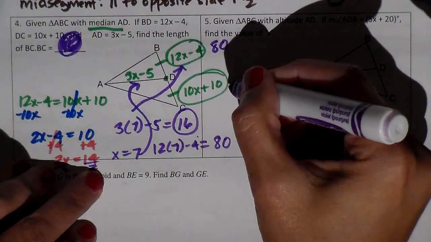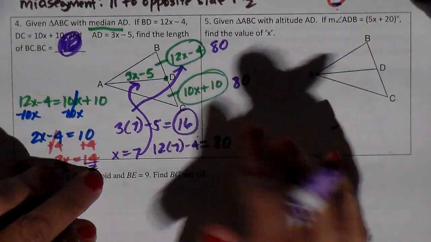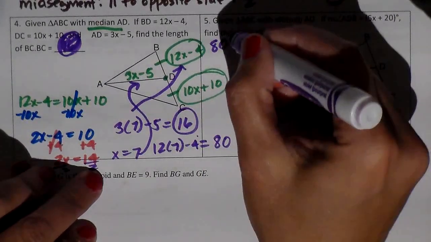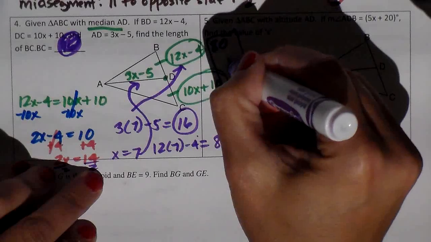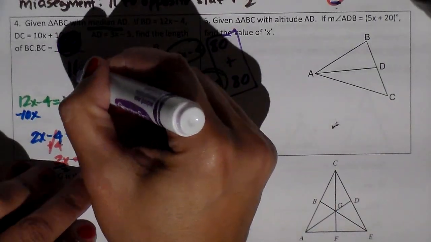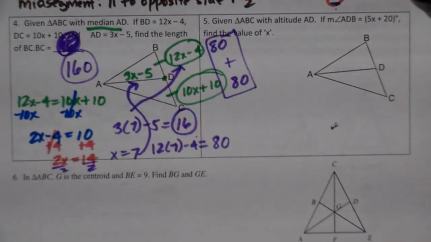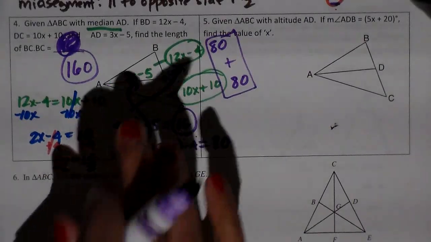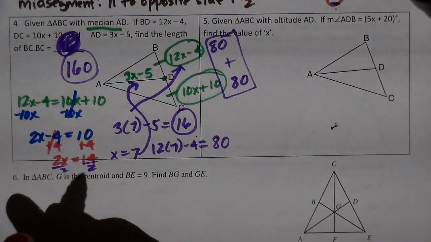So what happens here? Same thing, and if you plug it in, you get 80. So how long is BC? 80 plus 80, which is 160. Okay, now we found AD. We found the length of the median.